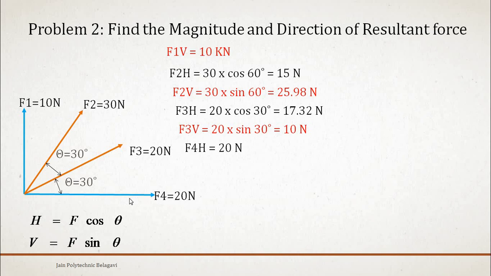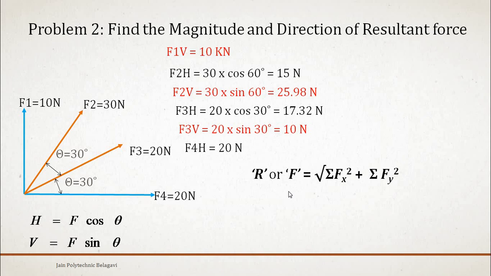Coming to F4. F4 is acting at 0 degrees. It is not having any angle, so it is acting only in the X direction. It is not having a Y component or vertical component. So it is said to be F4H. It is 20 Newton, given.